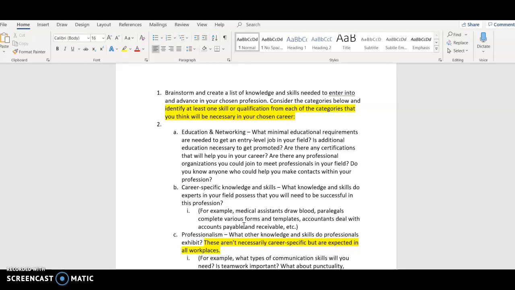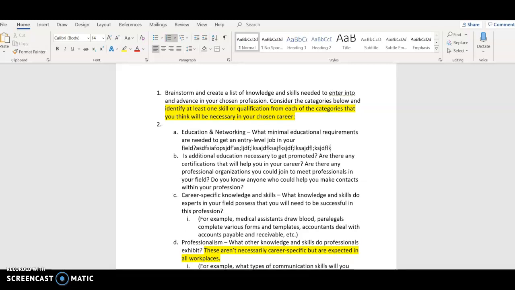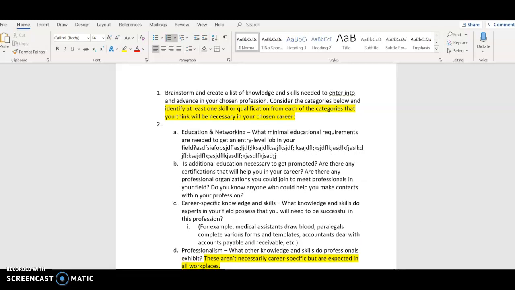A lot of times people do this, right? So they have the question here. The first part of the second section here says, what minimal education requirements are needed to get an entry-level job in your field? So what I would do is right after that, I would actually start typing in my answer right there. Say this is my answer. I would type that all out. Okay. So now I know I answered that part of the question.